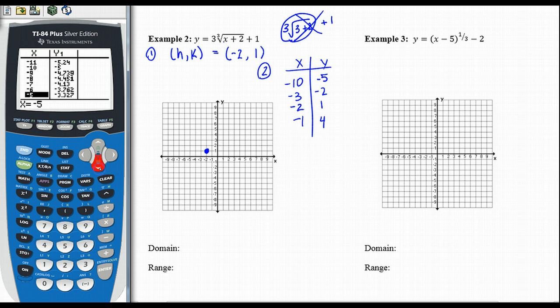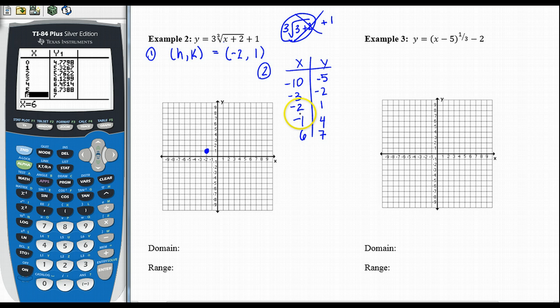And I need to go back in the other direction to find another that's bigger than negative 1, but doesn't have a decimal in the y column. So it looks like I've got 6 and 7. So this takes away some mathematical errors or different things that could go wrong, and it makes it a little faster.